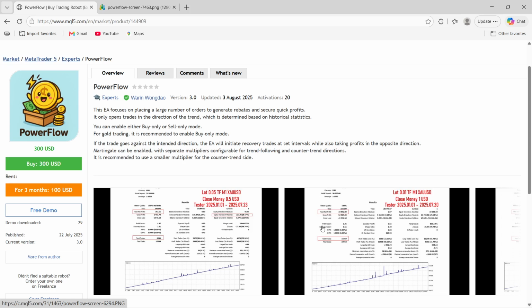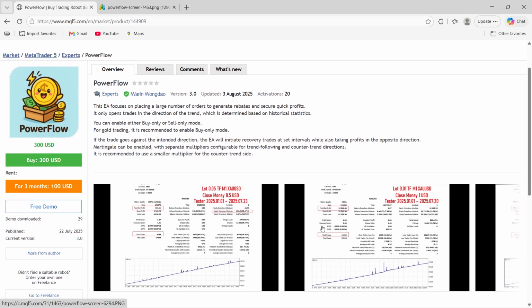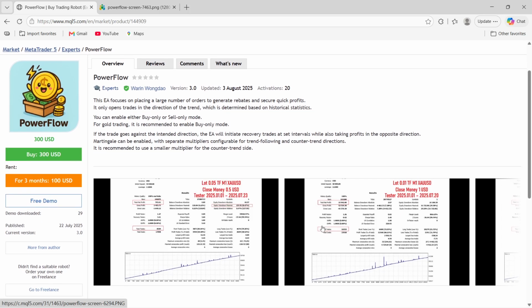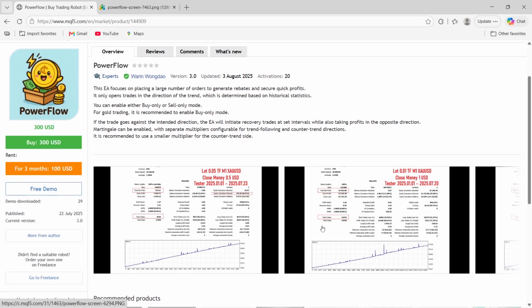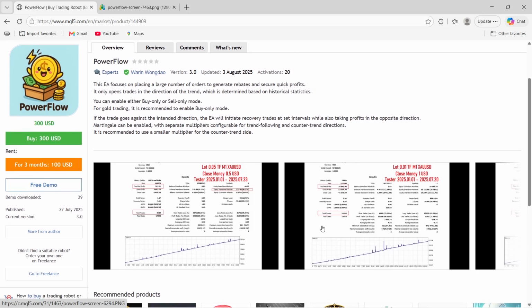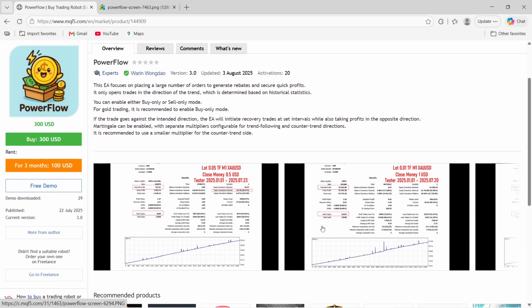So the EA is for experienced traders who already understand recovery systems, have the right broker setup, and are comfortable with higher trade volume and occasional drawdown spikes. Beginners, anyone risk averse, prop traders with tight drawdown rules, or people on standard retail brokers with wider spreads should probably avoid this EA.